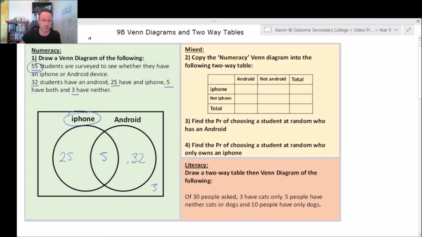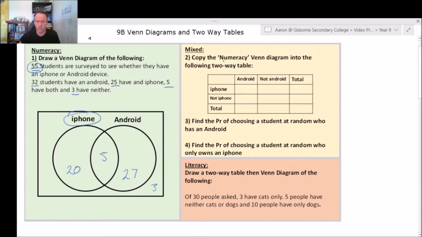It's a common mistake, but one we can easily fix. If 5 people have both, that means those 5 people are included in that 32 and this 25. So instead of 25 people on their own having an iPhone, 5 of those people actually also have an Android. So we can subtract the 5 off the 25 and also subtract the 5 off 32. If we do that, take those out, we can see now that 3 and 27 is 30, plus 5 is 35, plus 20 is 55. So we have our total 55.